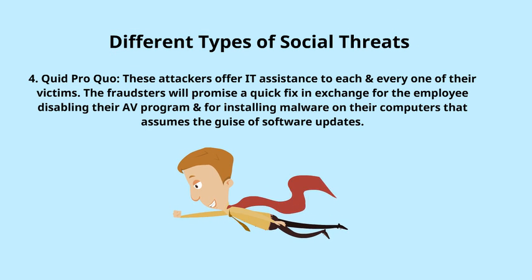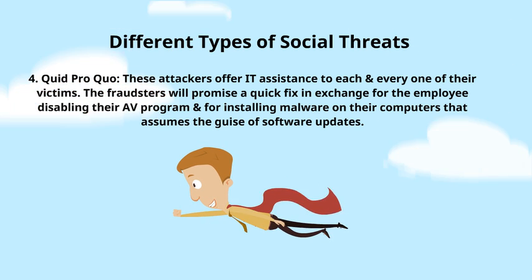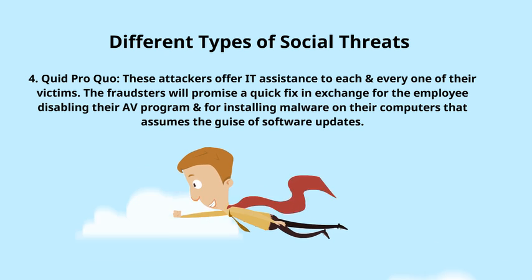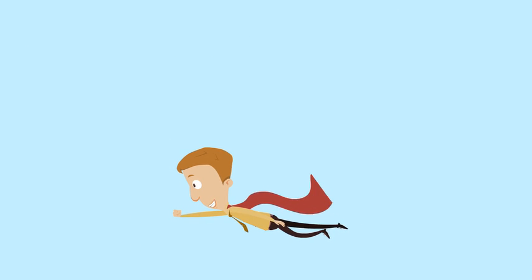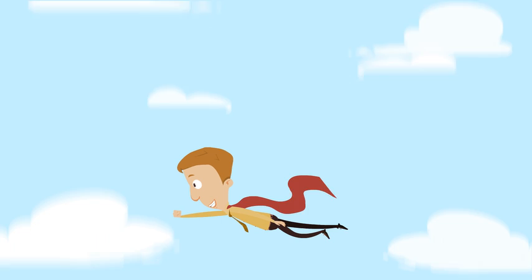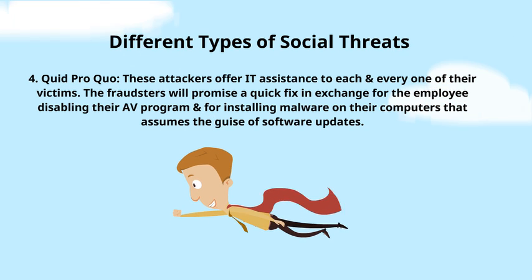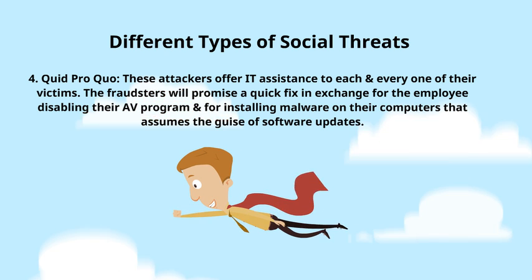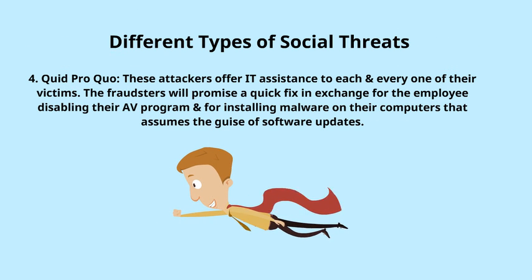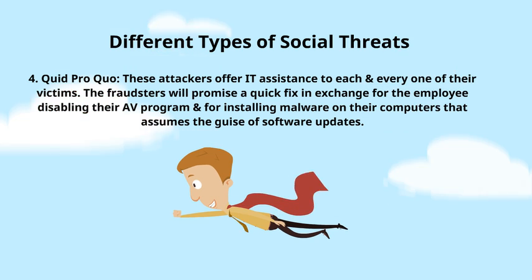And the fourth one is quid pro quo. These attackers offer IT assistance to each and every one of their victims. The fraudsters will promise a quick fix in exchange for the employee disabling their AV program and installing malware on their computers that assumes the guise of software updates.